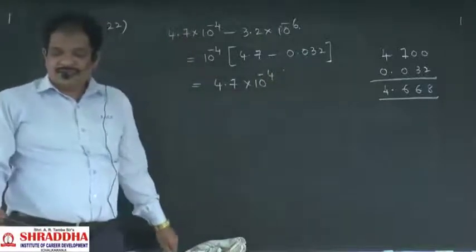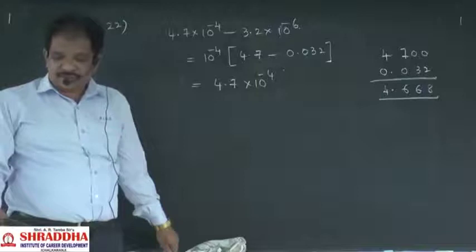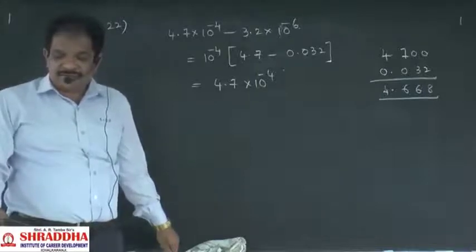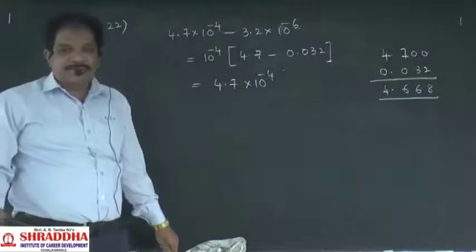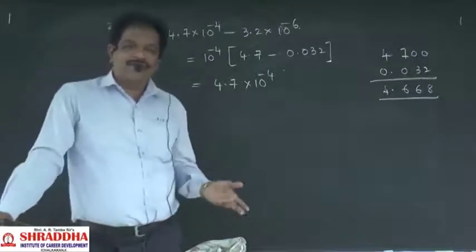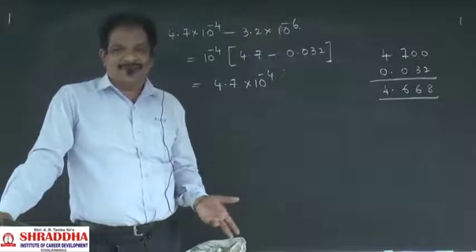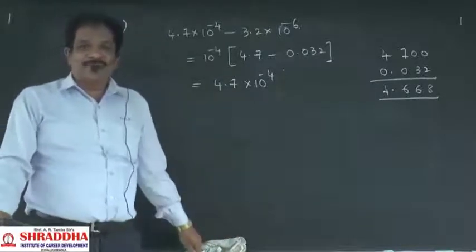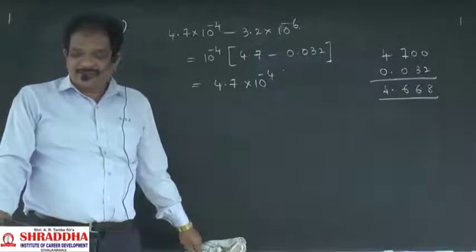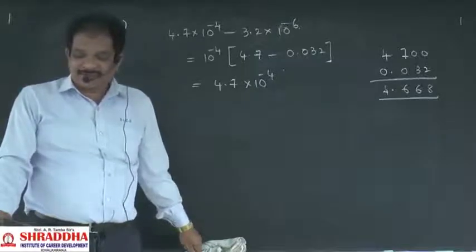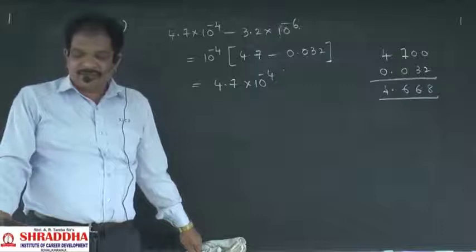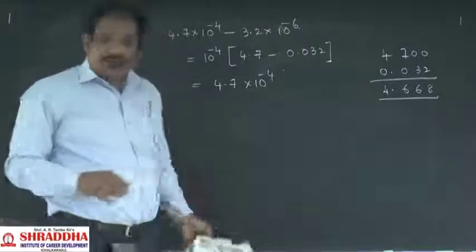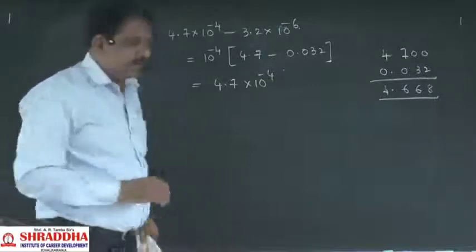Clear? So the final answer will be 4.7 into 10 power minus 4. What is the meaning of that? There is no change in that value, though you subtracted 3.2 into 10 power minus 6. Clear? Understanding that one. So 22, what is the answer? A.